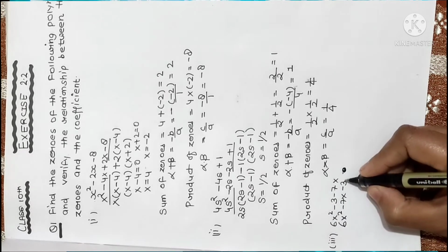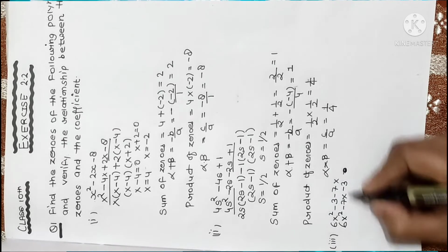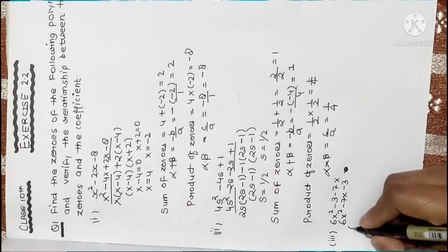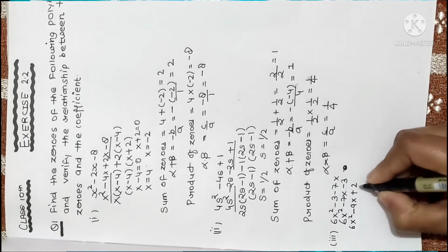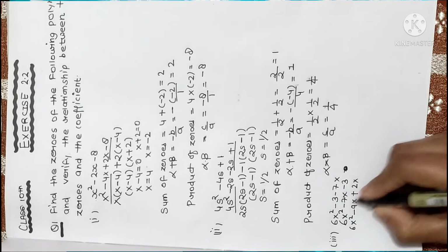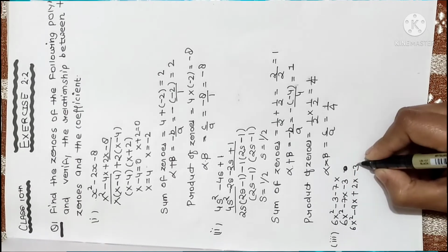Now 6 times 3 is 18. On multiplying we need 18, and in addition and subtraction we need minus 7. So 6 times 3 is 18. So if I take minus 9x plus 2x, because on subtracting we'll get minus 7 and on multiplying we'll get minus 18. And this minus 3 as it is.